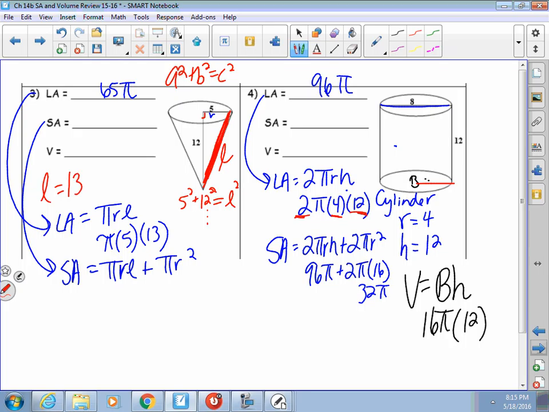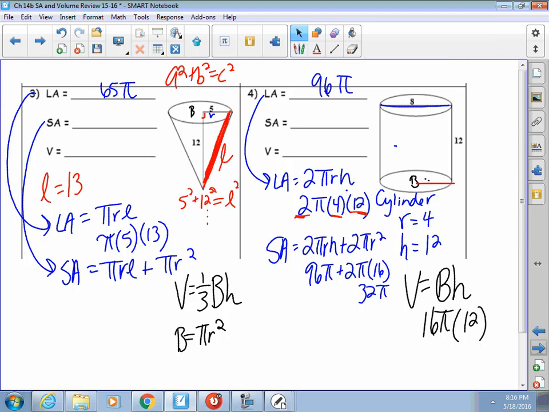And then for volume, volume of a cone is 1/3 capital B, the area of the base, times the height. And to do the B, remember our B is a circle. You find the area of a circle, go off to your formula chart, find a circle, and that would be pi r squared. So you are going to have to do that first, and then you multiply your height, and then take 1/3 of that. So we did do those in class.